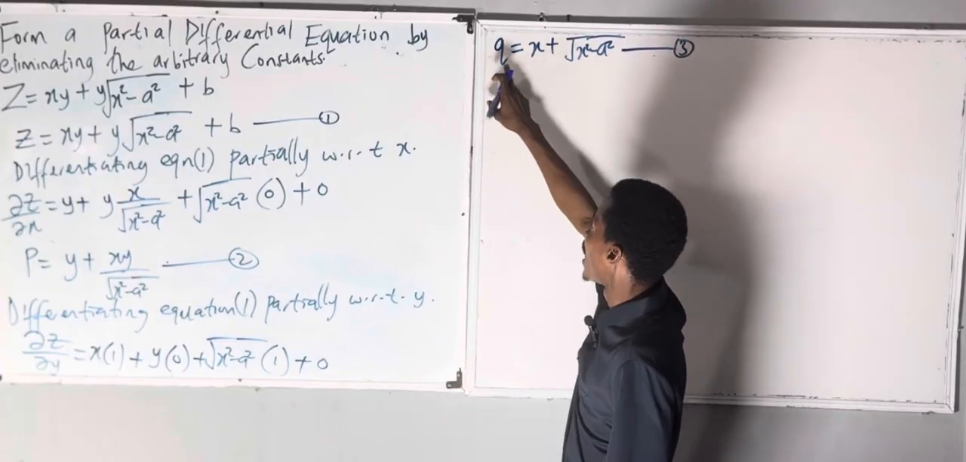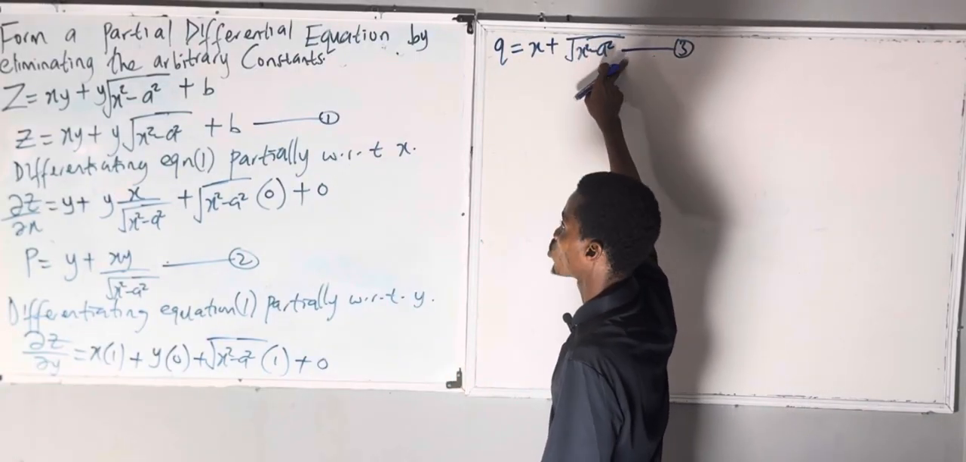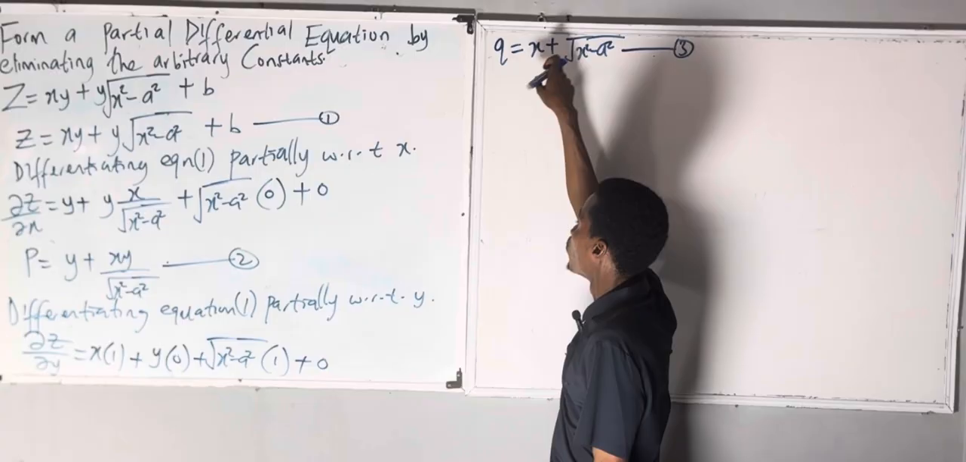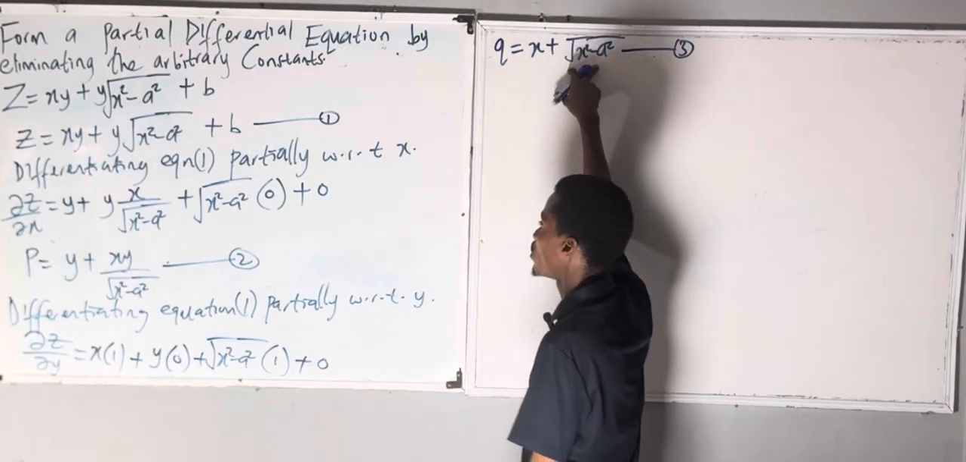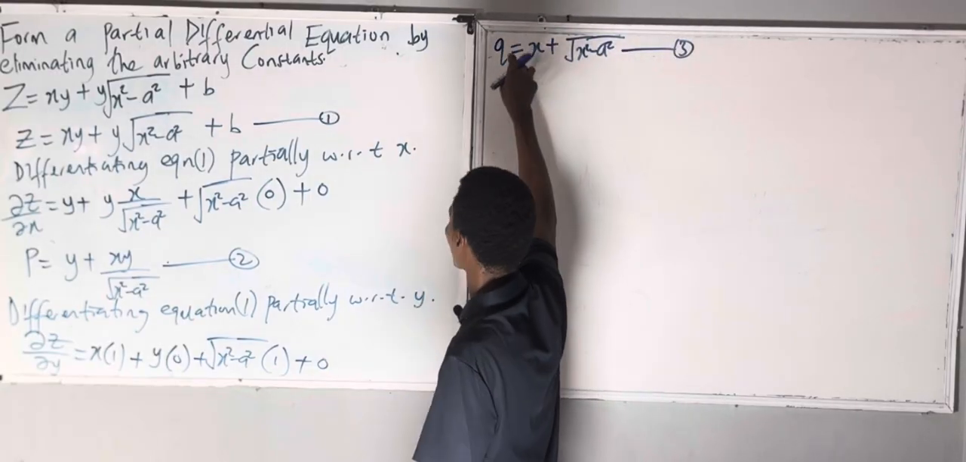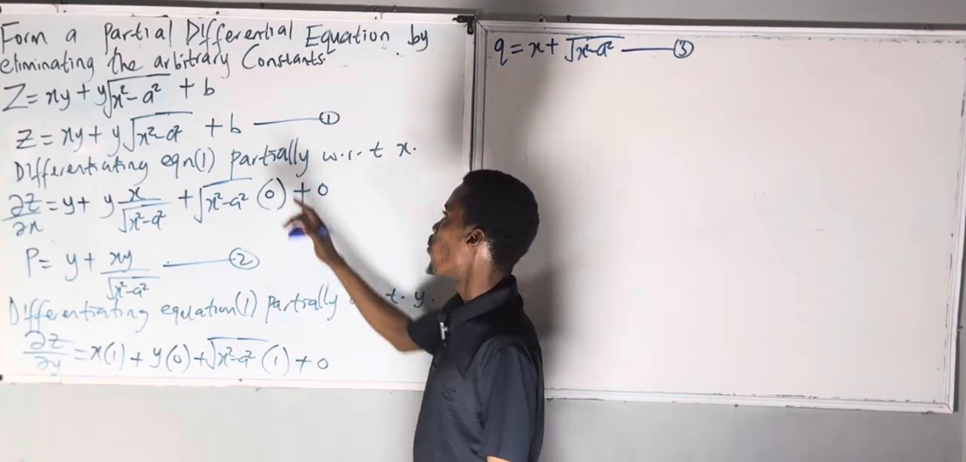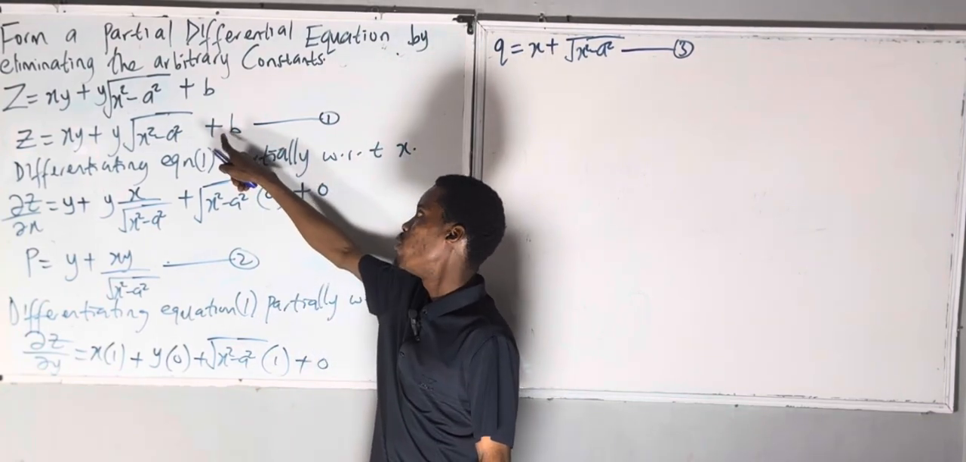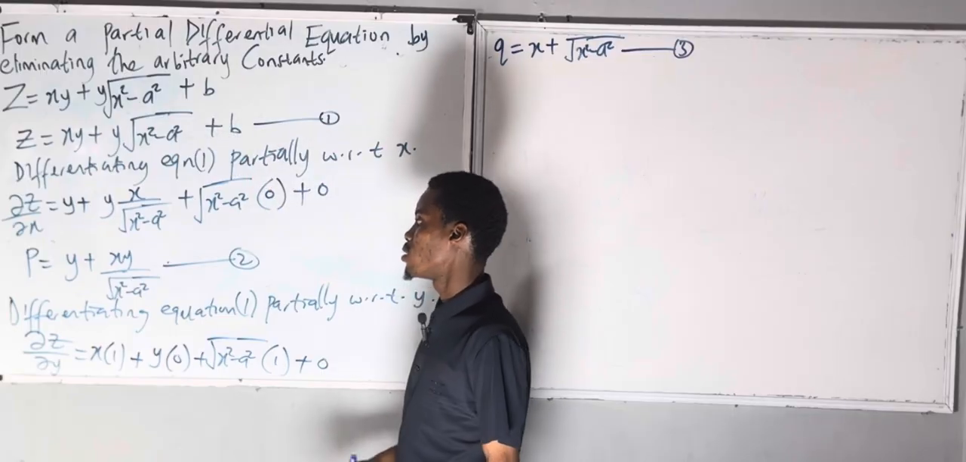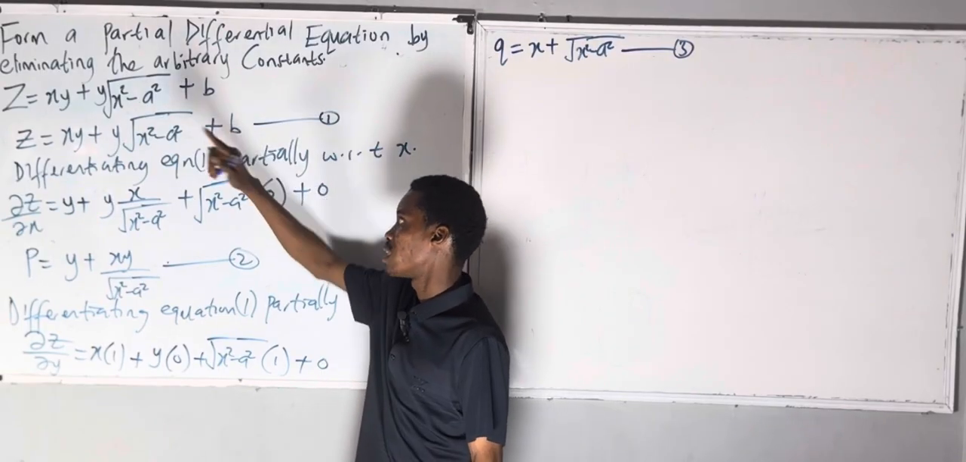What I will do next is I can make root x square minus a square the subject of formula. But if I make it the subject of formula and substitute it into equation 1, what we have here is a b. Our b here is not affecting anything. It's standing alone.